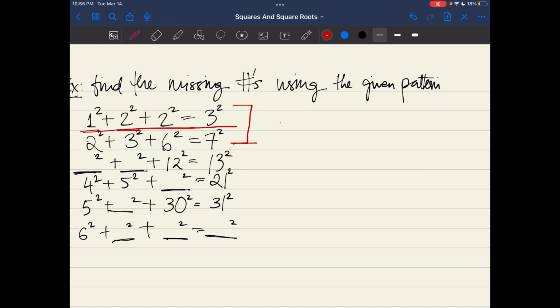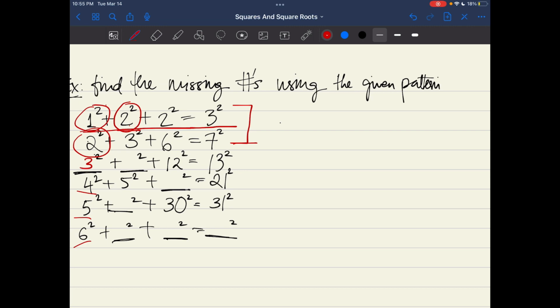is. We see in the first case, it's 1 squared plus 2 squared plus 2 squared is 3 squared. And the second is 2 squared plus 3 squared plus 6 squared is 7 squared, right? We see that we have 1 here and then we have 2 here, right? So this is almost going as 1, 2, 3, and then we see 4, 5, and 6, right? So this will definitely be 3 squared here, right? And then what is the next number that we see? The next number is the consecutive number, right?